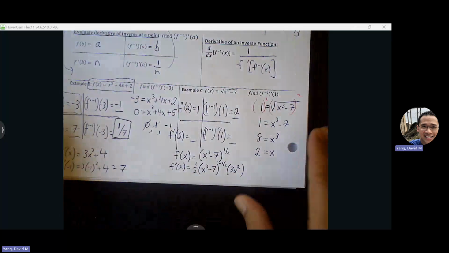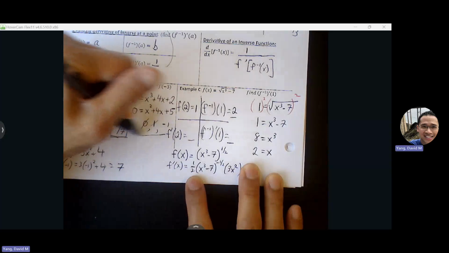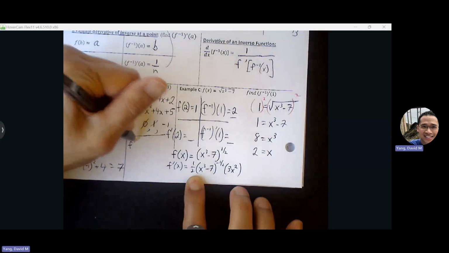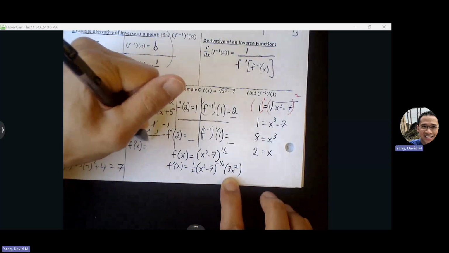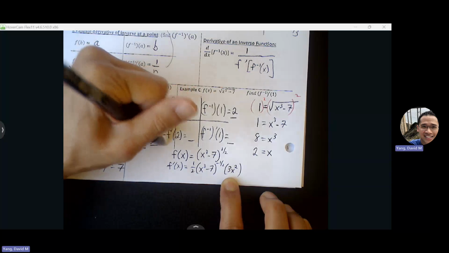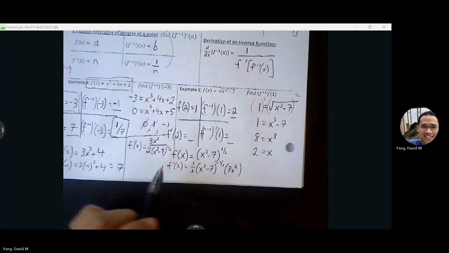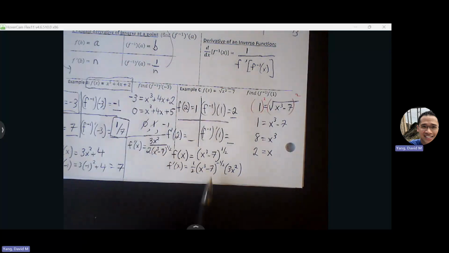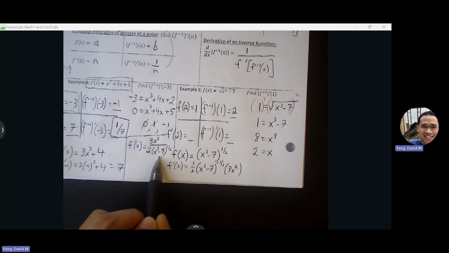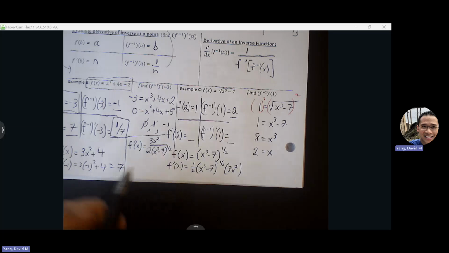I'm going to use this space here, I'm running out of room. So f prime of x, if I do some cleanup here, you don't have to do cleanup. I just find it a little bit easier to plug in if I clean up. So there's my cleaned up version of my derivative. I'm putting the 3x squared up top, the 2 below, and the parentheses to the 1/2 in the denominator as well. Right, plug 2 in for x.